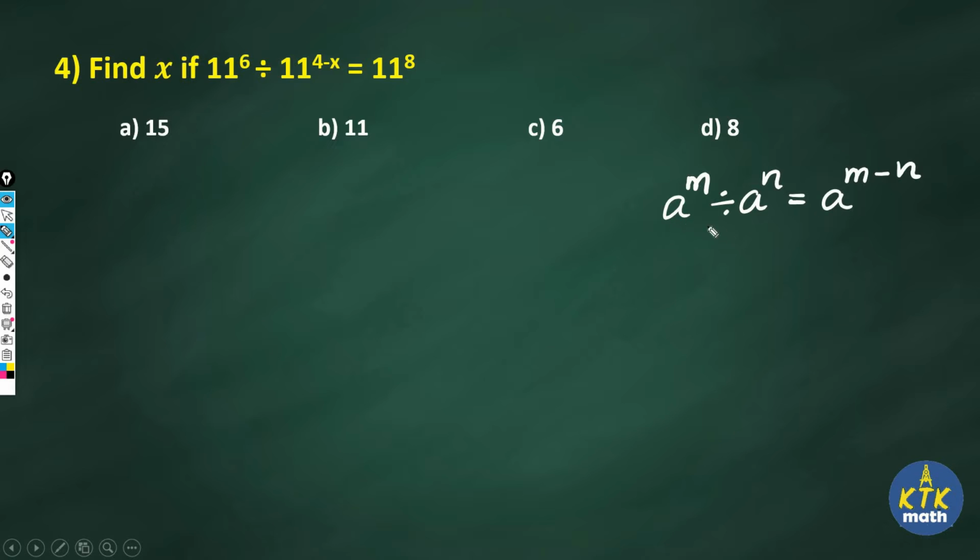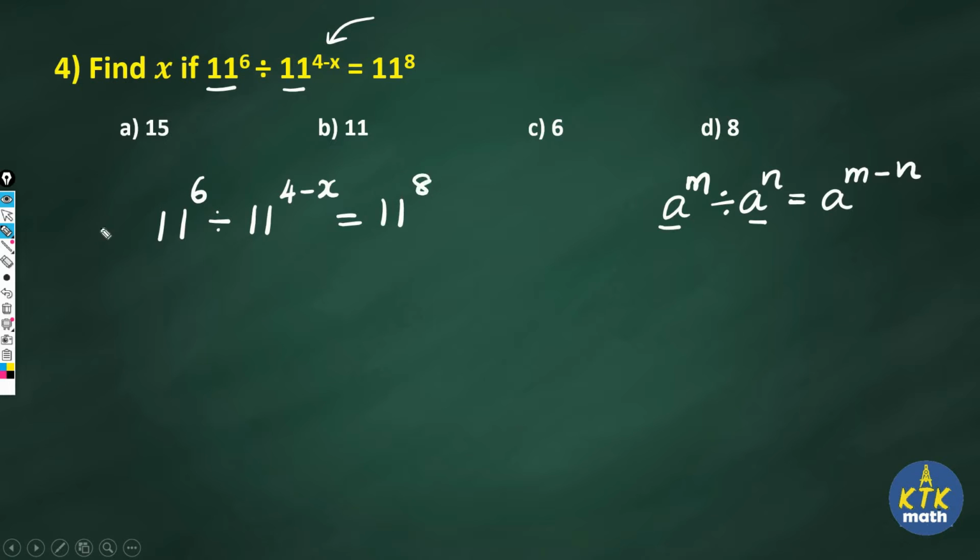So whenever you have the same base with the divide symbol, you must subtract your powers. I can do this only when your base is the same. Here in our question, our base is the same, so I am going to apply this and identify the x value which is given in your power. How can I write this one? Like 11 power 6 divided by 11 power 4 minus x, which is equal to 11 power 8.